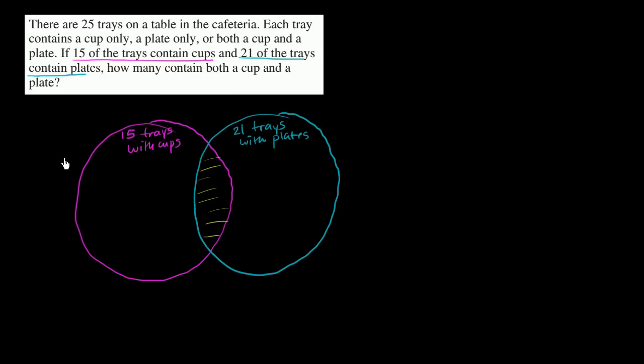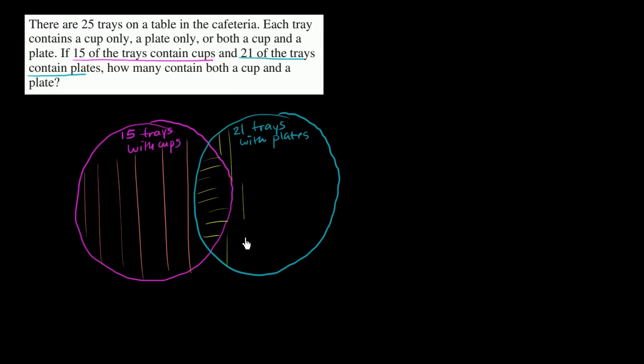The section I'm doing in orange, that is cups only. The yellow is cups and plates. And then this green would be plates only. So what we really need to figure out is the size of this intersection right over here. I'll do it in white. I'm making this messier and messier. We'll just call that x.